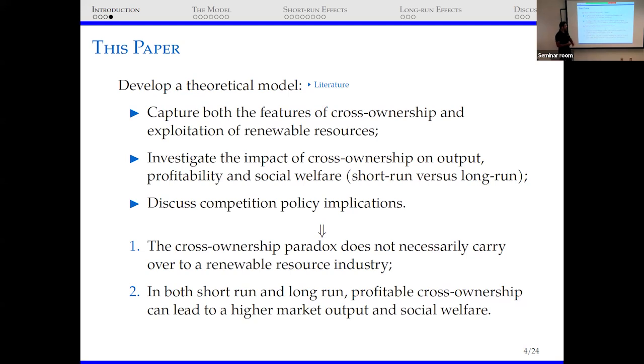Second, in both short run and long run, profitable cross-ownership can lead to a higher market output and social welfare. So here, maybe we would like to encourage such a practice because it will increase our output, we'll have more fish, and also a higher social welfare, which is the sum of consumer surplus and producer surplus. It doesn't mean that everyone will win. Some will win more than what the others lost, but the total will be higher. And then if you have a distribution model, you can distribute money between the agents, and that's how you can have a better society.